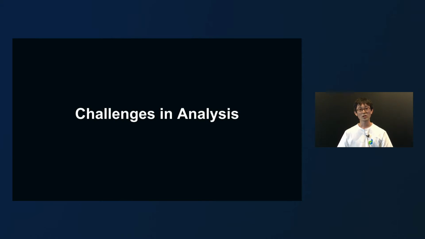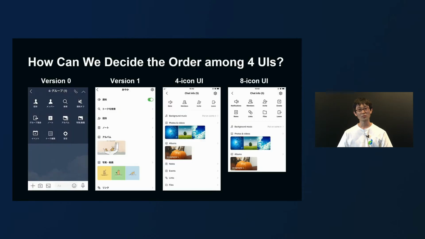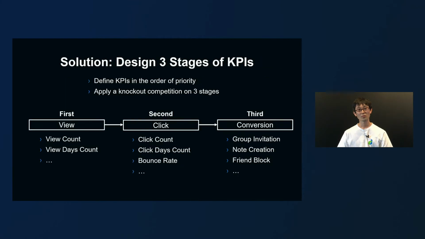Let me explain how we resolved the challenges in our analysis. The first problem was, from 4 candidate UIs, how do we choose the best? In a similar situation, you may set KPIs and perform an A/B test. Then, as KPIs for this chat menu, what can you think of? Users' usage, clicks on contents, the number of invitations to chat groups, and user management were examples of critical KPIs that we could think of.